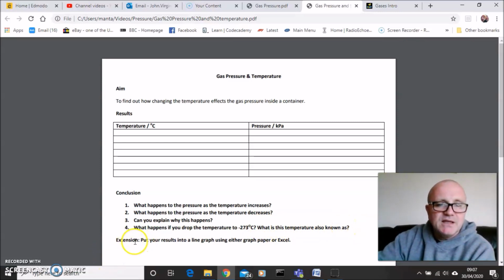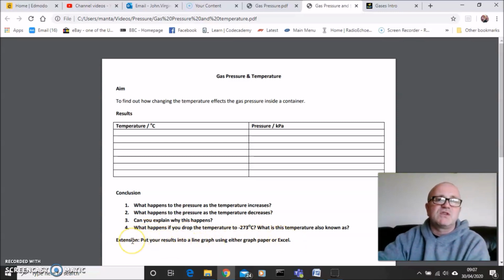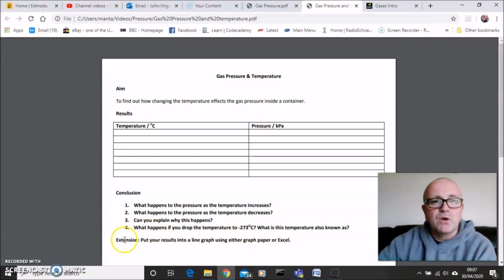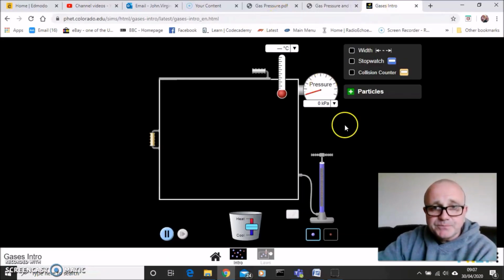I've also added a little extension to today's experiment. Can you put your results into a line graph? You can do this either on graph paper, and I'm hopefully going to attach for you a little template of some graph paper. If you've got a printer at home, you can print it out, or you can use Excel. If you don't have access to either of these things, don't worry about it. It's just an extension task for you.